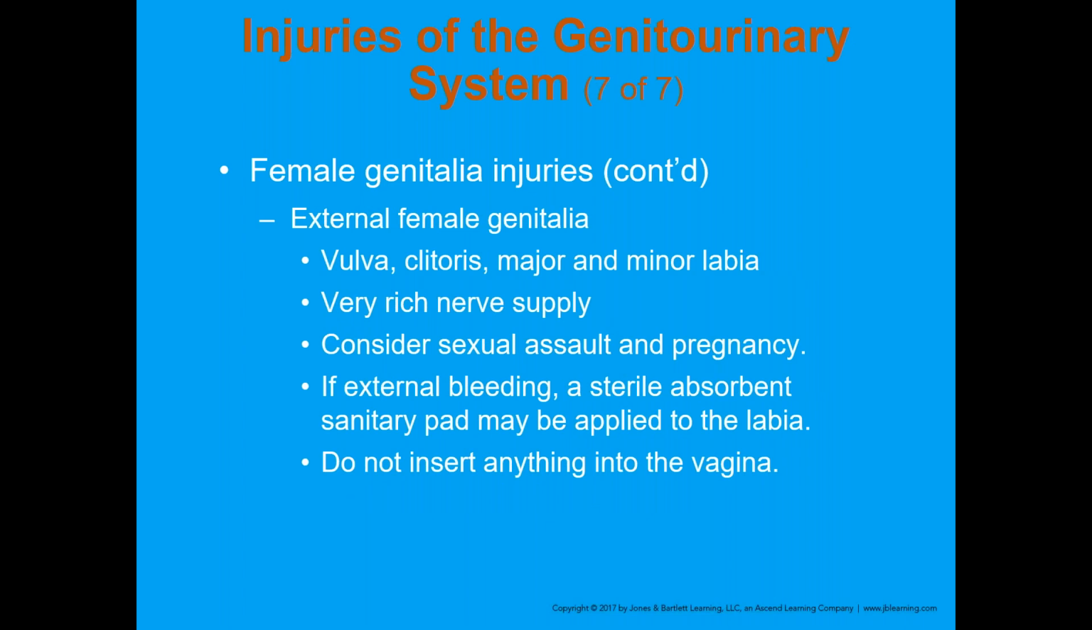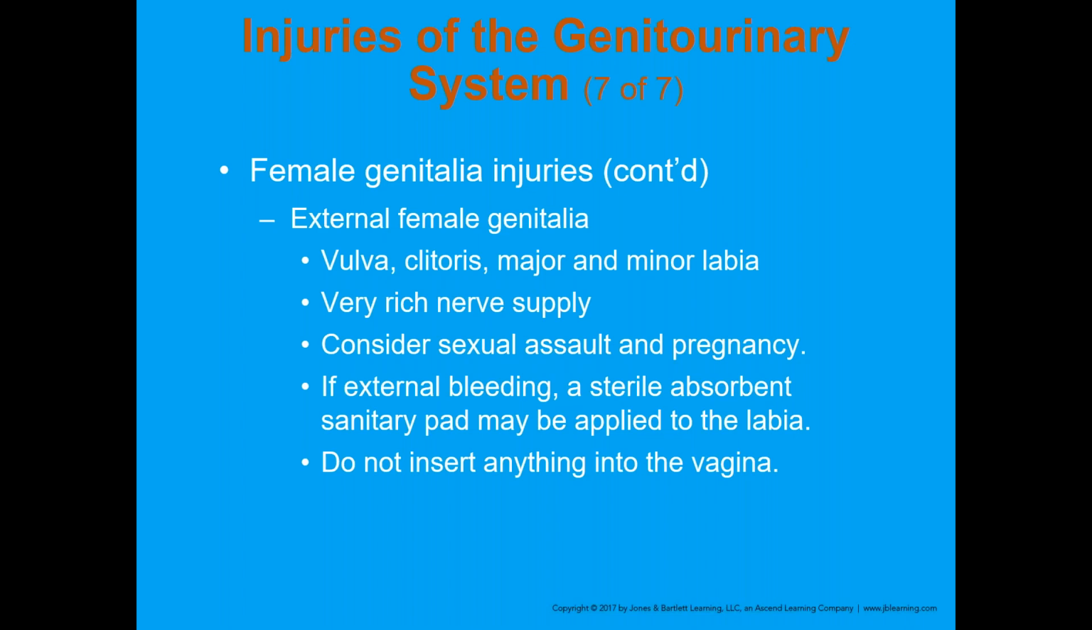The female genitourinary system also has some external pieces. We have the vulva, the clitoris, the major and minor labia, very, very nerve rich. They are very, very much blood rich, and they are likely to cause a significant amount of pain and a significant amount of bleeding. But again, neither of those are likely to be life-threatening in nature.